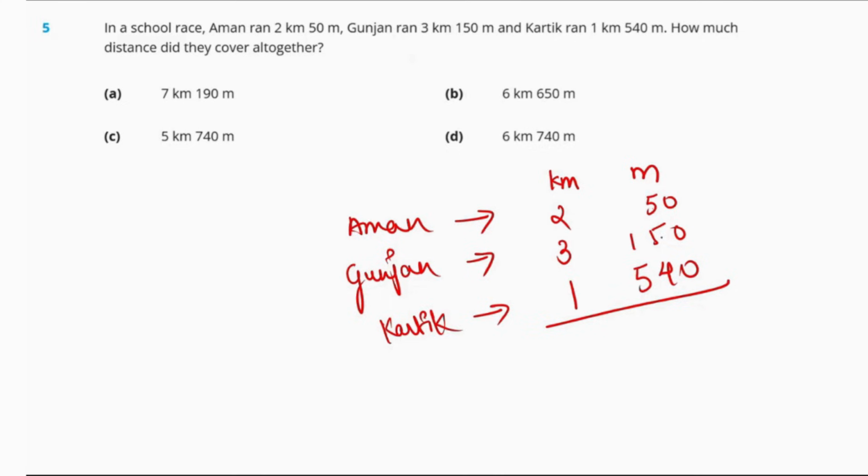So this will be 5 plus 5. Okay, this will be 0. Now 5 plus 5 is 10, and 10 plus 4 will be 14. Now 1 will be carried here. So 5 plus 1 is 6, and 6 plus 1 will be 7. Okay. Now on the kilometer side, this will be 2 plus 3, that is 5, and 5 plus 1 will be 6. So the total will be 6 kilometer and 740 meter. So the right answer to this question is option D.